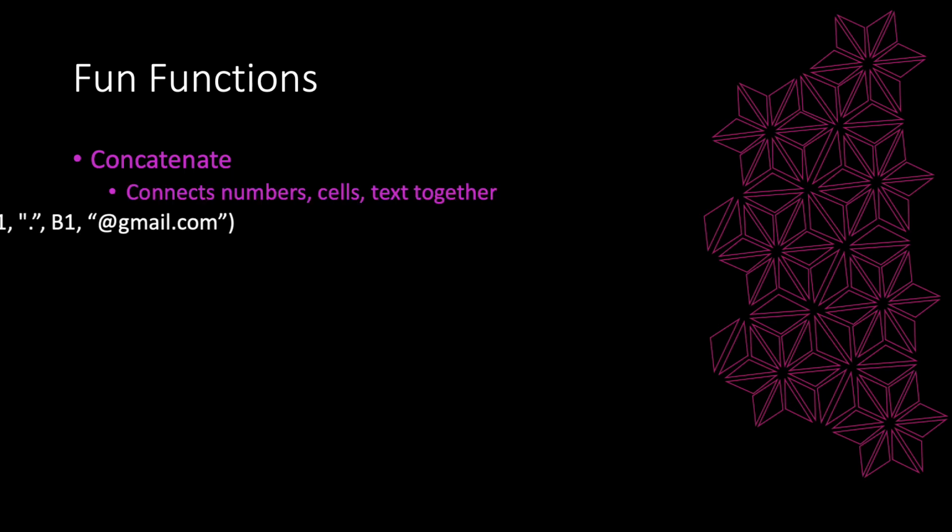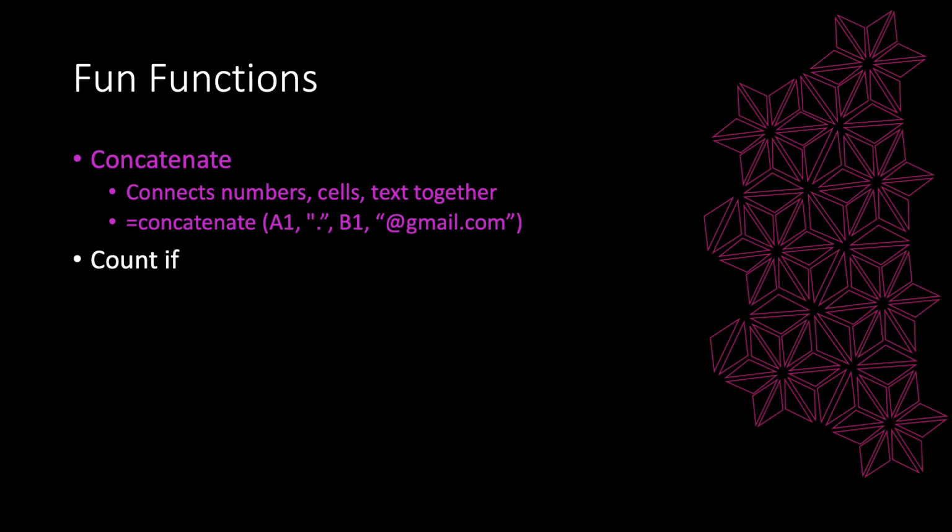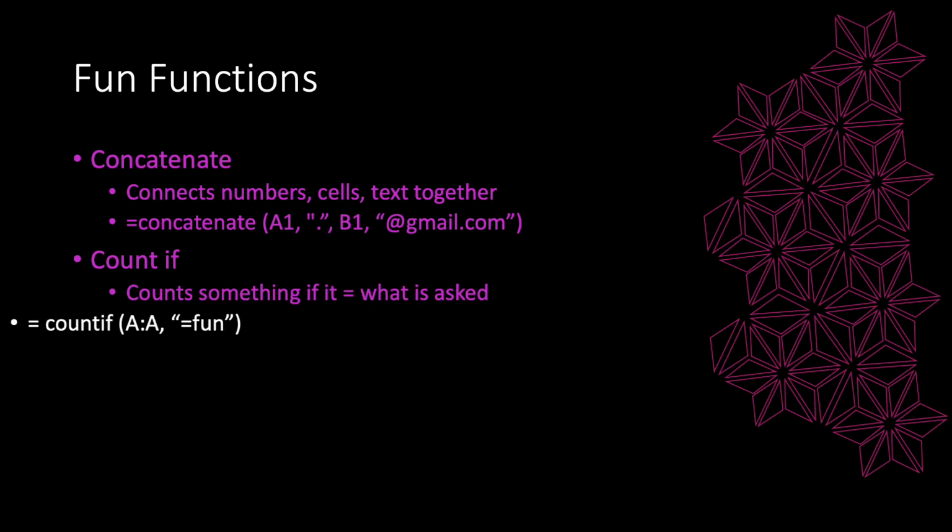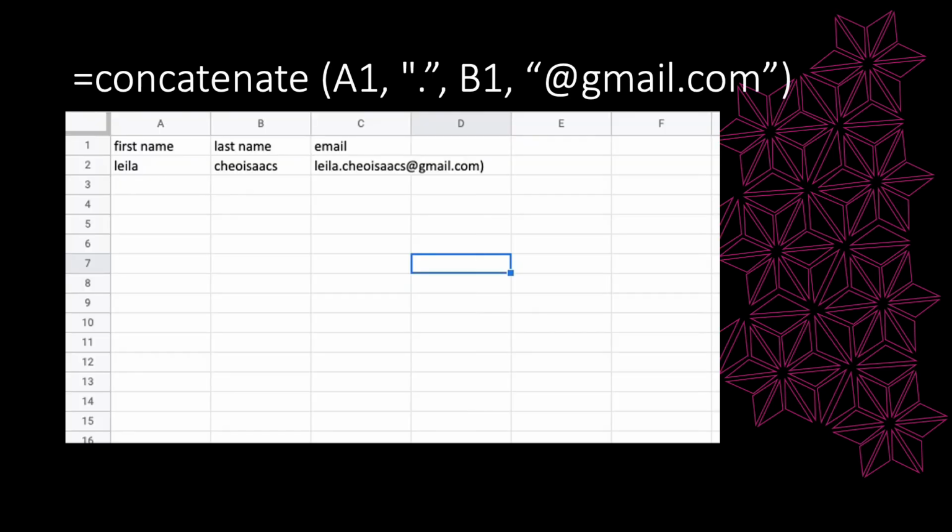All right, and then some fun random functions that I learned from this were concatenate. Concatenate is a function that connects numbers, cells, or text together. So you can do equals concatenate A1, comma, quote, period, comma, B1, and then quote at gmail.com. And then the other one I learned was COUNTIF. It counts something, and if it's equal to what you asked, then it'll count it. For this example, it was COUNTIF A to A equals fun, the word fun. So here's one of the examples of the concatenate.